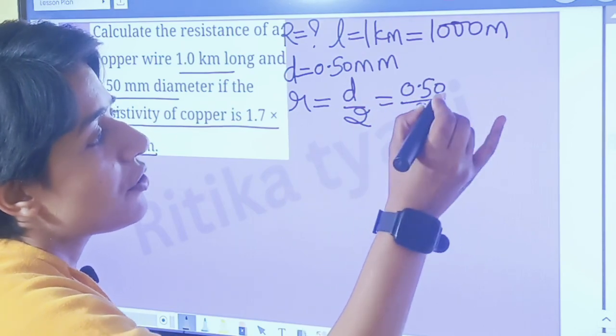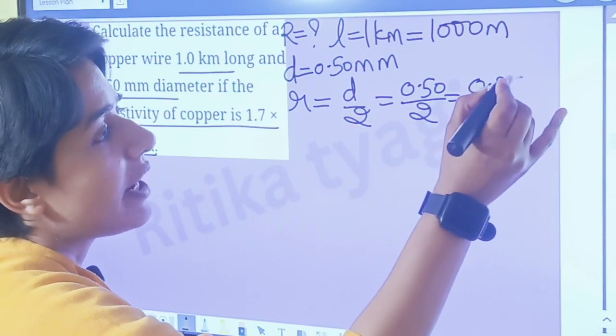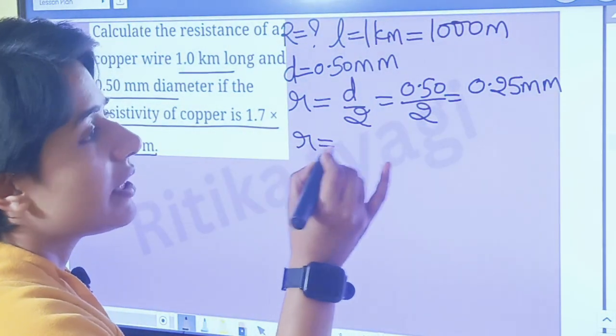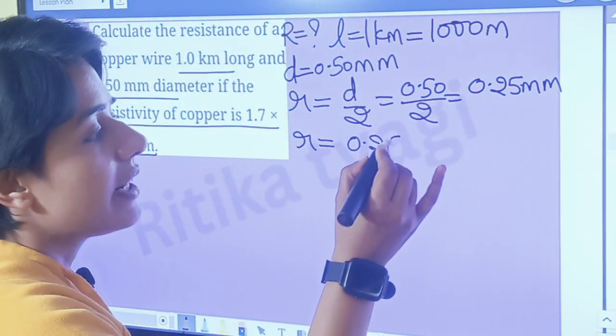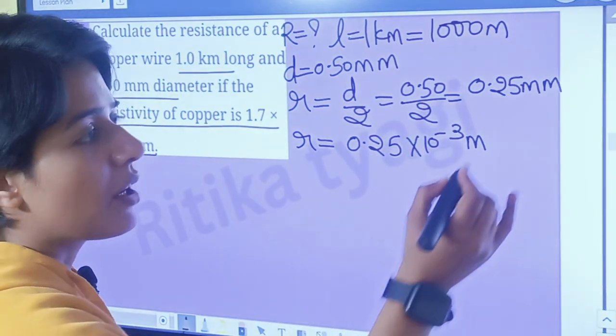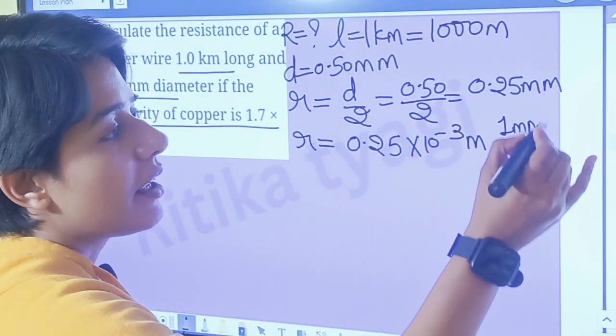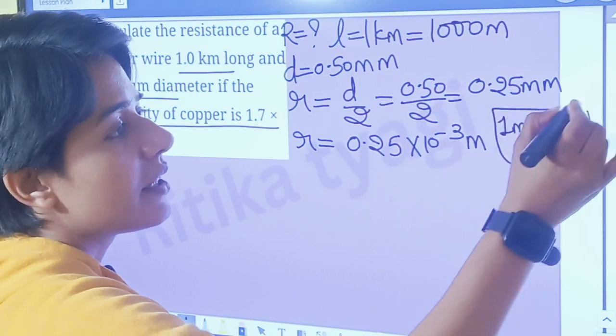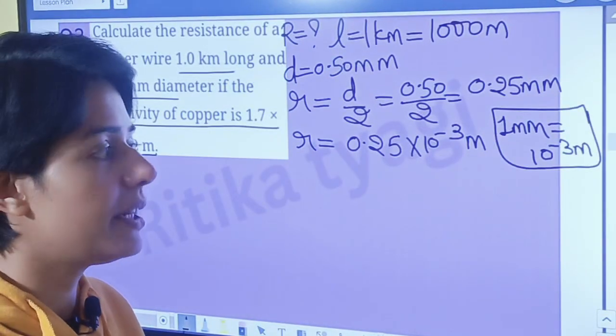0.50 divided by 2, we get 0.25 mm. Now convert millimeter into meter by multiplying it by 10 to the power negative 3, because 1 millimeter equals 10 to the power negative 3 meter. That is the relation between 1 millimeter and meter.